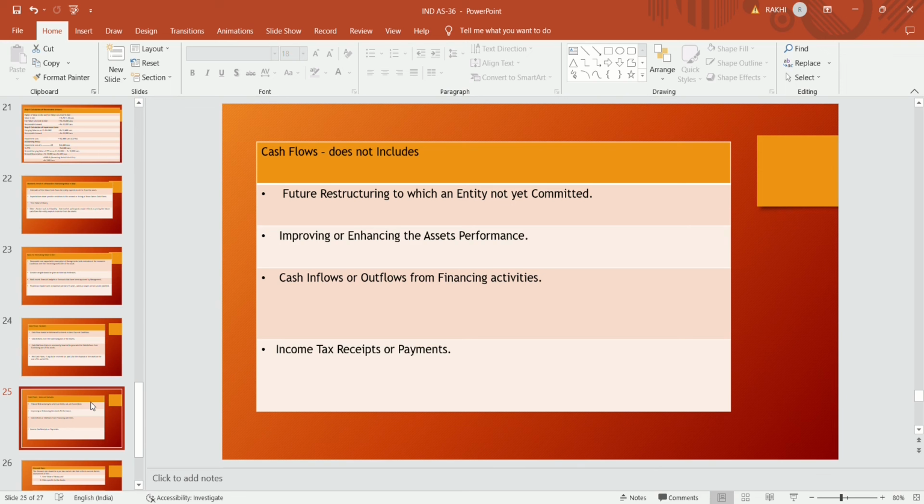Improving or enhancing the asset performance. The company will say that if we do some expenses, some repairing work on that asset, the asset will perform better. It is not that after 3 years the asset will perform better, so we do not consider that. Likewise, cash inflow or outflow from financing activities: we have said earlier that finance cost or income tax expenses are not taken into consideration while determining the cash flow. So cash flow or outflow from financing activities and income tax is not taken into consideration.